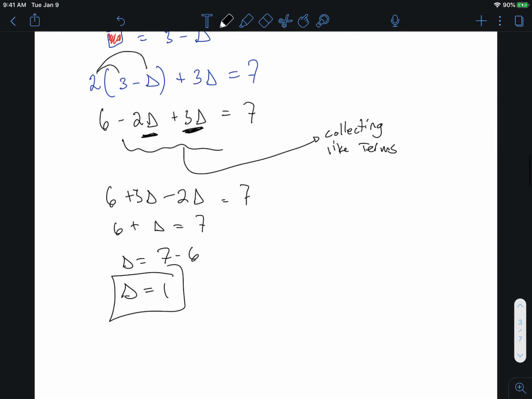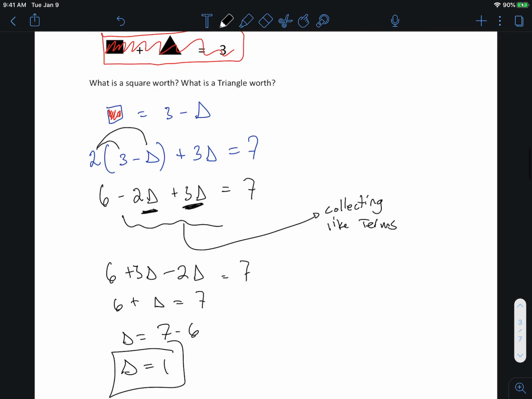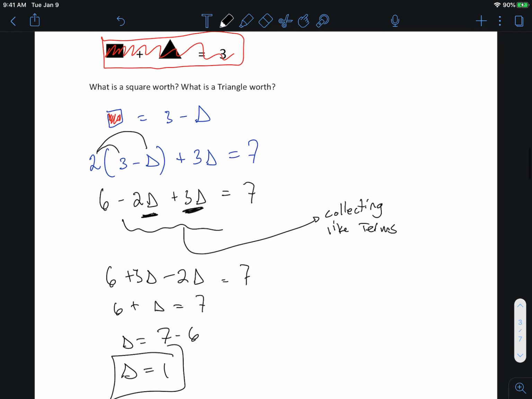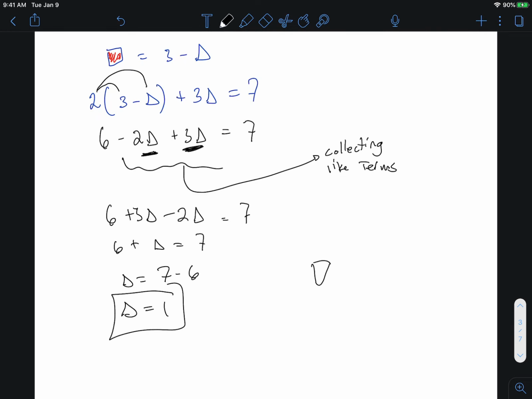Just take 3 and do the same thing. Get square by itself and solve for square. But don't we already have the square by itself? We already have that, so just plug in the triangle. I'll finish this one. So we have triangle equals 1 and then square equals 2.